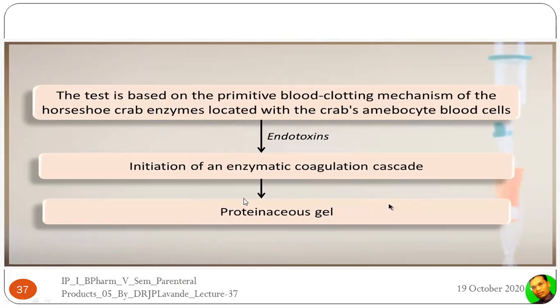When gel formation occurs, it clearly indicates the presence of pyrogen, the presence of endotoxin. When the gel has formed, the product is contaminated with pyrogens, so the test fails. If the gel is not produced, there is no pyrogen present, which means the test passes.